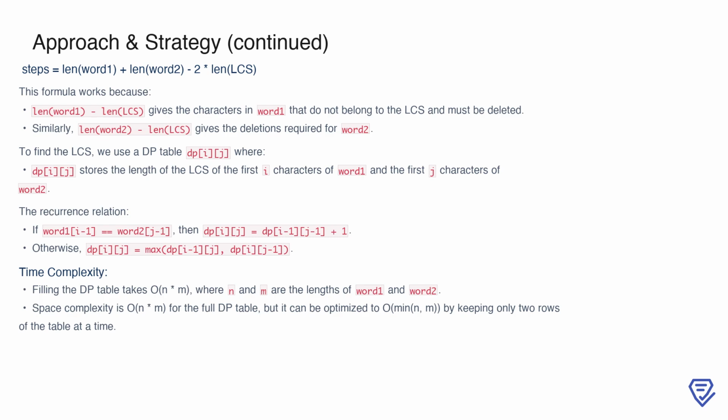The time complexity of filling this table is O(n * m), which is efficient for strings of length up to the problem's constraints. While the space complexity is O(n * m) for the full table, it can be reduced to O(min(n, m)) using a rolling array to store only the current and previous rows.